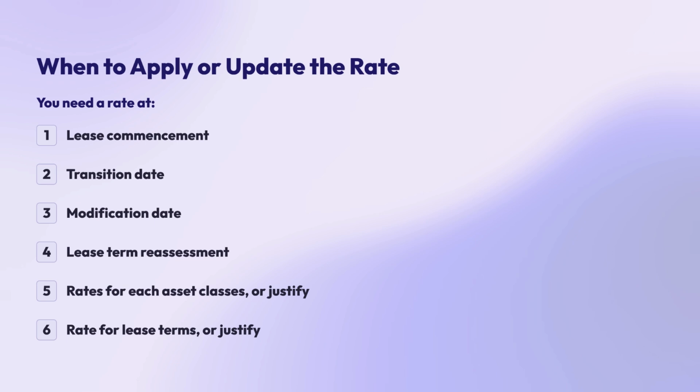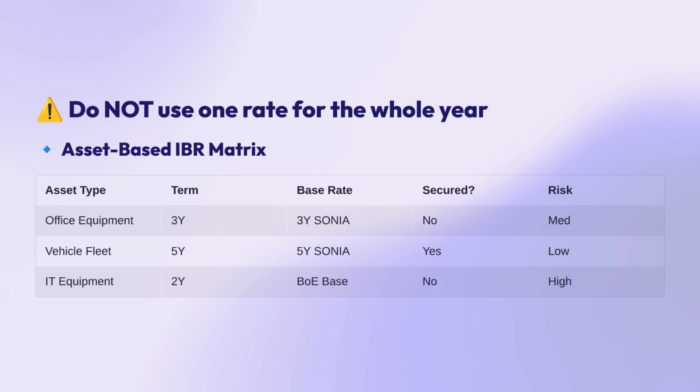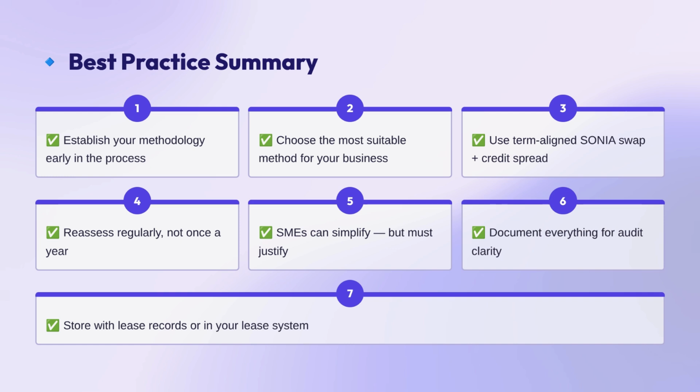If using a blended or weighted average borrowing rate, ensure your assumptions around security and credit spread are documented and reasonable. Reiterating, avoid applying a single discount rate across all leases for the year, and avoid having the one rate for differing lease terms. The table shows how this can be applied in practice. We hope you find it useful.